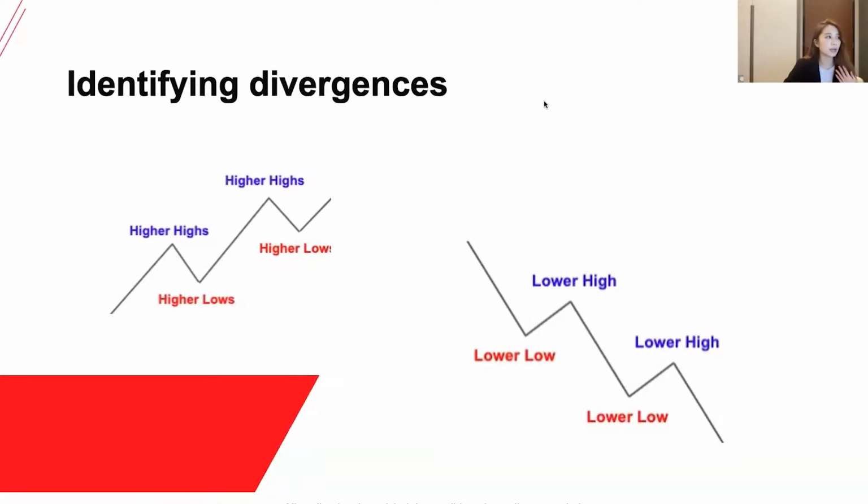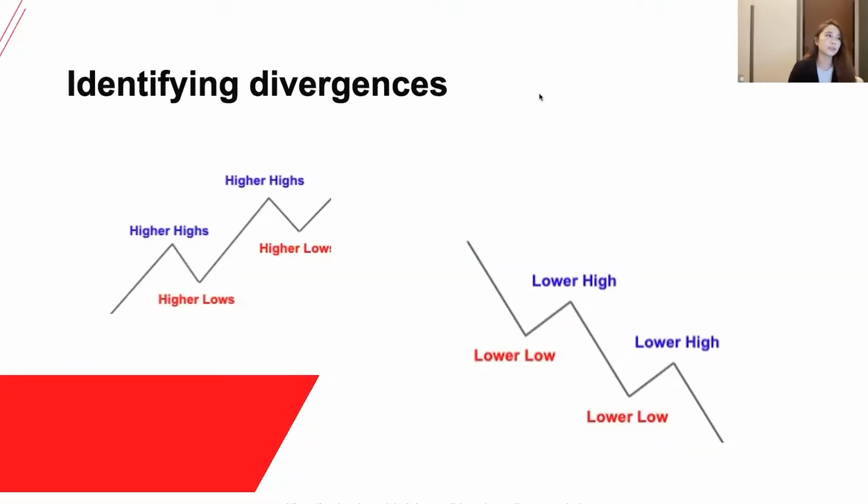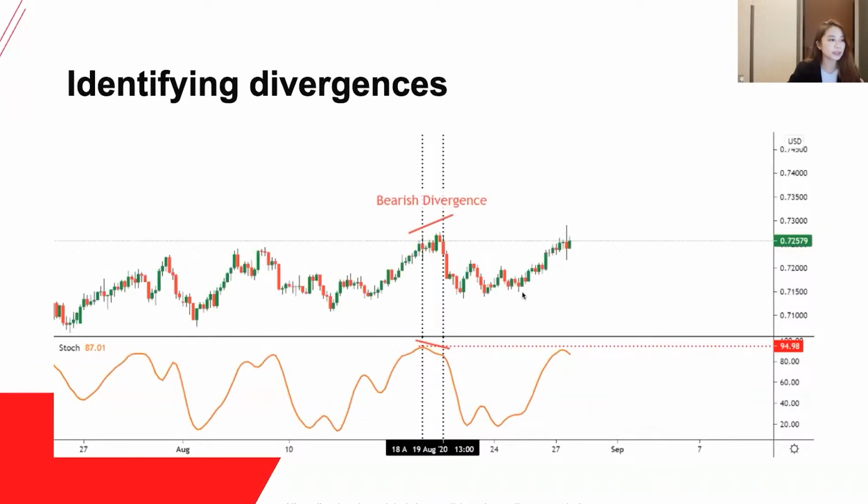Okay, so this is what we are looking at: identifying divergence. For those that are familiar with divergence, I think this slide will be much easier for you. However, for those that are not familiar with it, first of all, we have an upward trend with higher highs and higher lows, and a downward moving trend with lower highs and lower lows. So we can also see how stochastic can identify divergence, right?